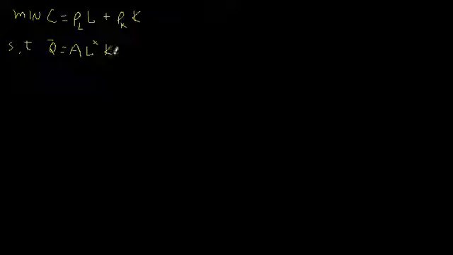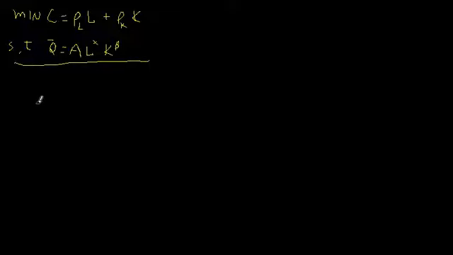We're going to minimize cost, which is the sum of expenditures on labor input and capital input, subject to the constraint that output, we'll call it something like Q bar, is given by this production function, A L to the alpha power, K to the beta power.